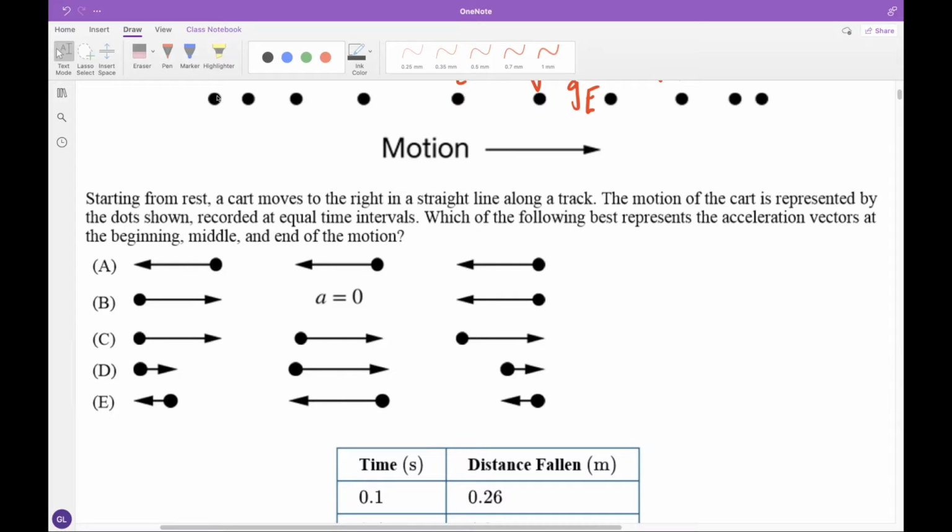Okay, so let's go ahead and see here. So it looks to me like if it starts from rest, okay, it moves some distance. It looks like it's gained some velocity. Hey, look, it got faster. So it looks to me like because it's getting faster, the acceleration is in the direction of motion. So automatically, oh well, D has it in the correct direction, so we'll keep it, but we'll have to make a comparison later.